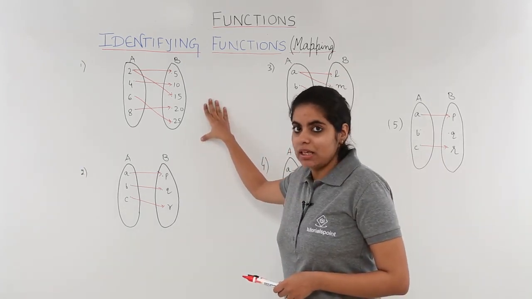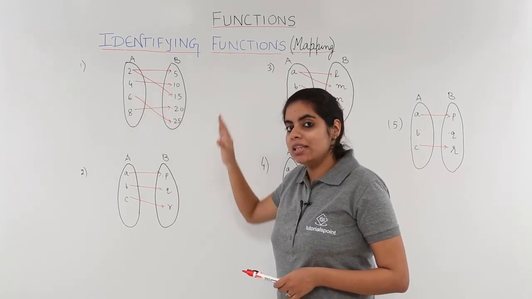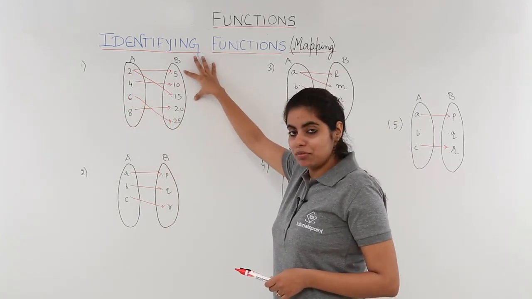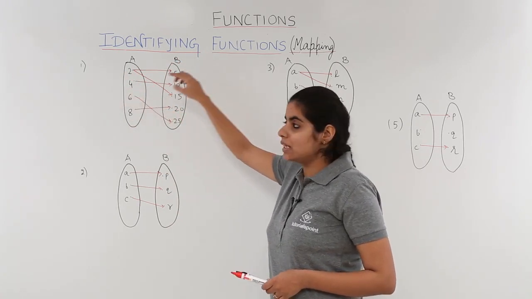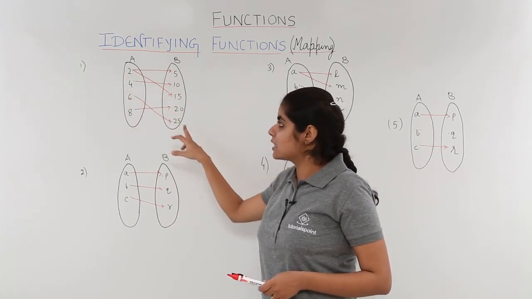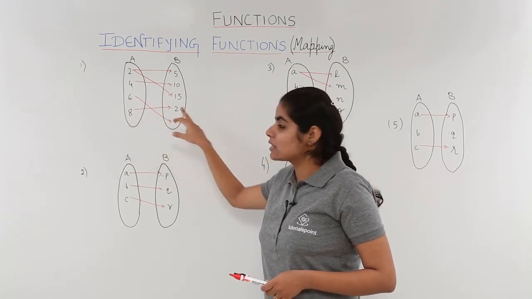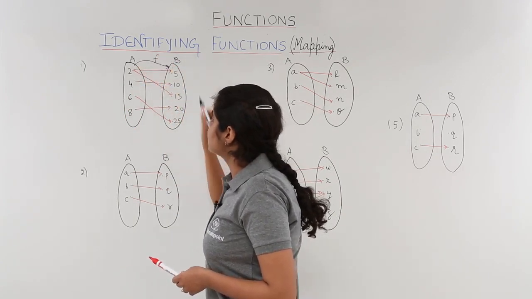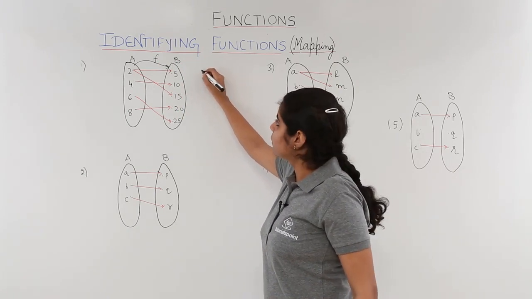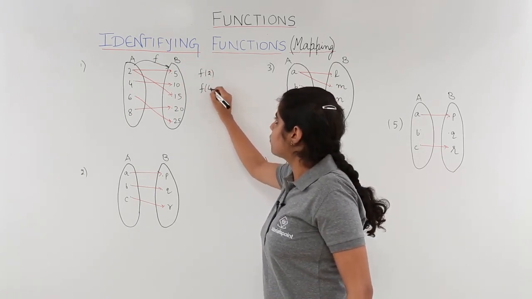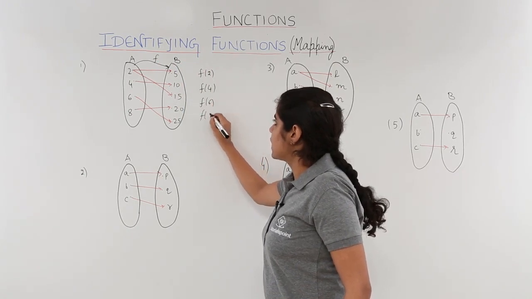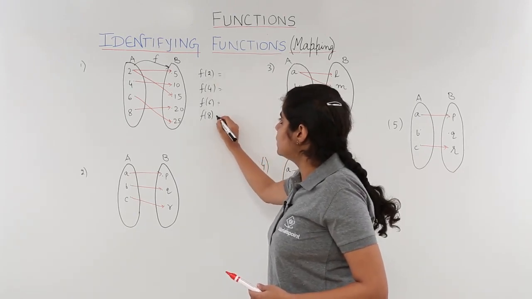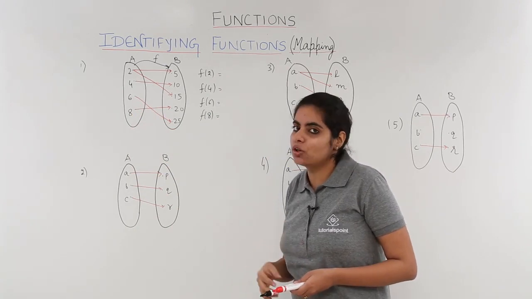This is the first diagram, with two sets A and B. The function is such that 2 is associated with 5 and 15 both, 4 is associated with 10, 6 is associated with 25, 8 is associated with 20. Let's name the function as f and write down the values properly: f of 2, f of 4, f of 6, f of 8. That means, what images does each element of the first set, the domain, correspond to?